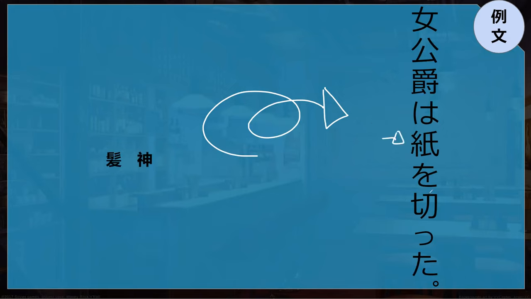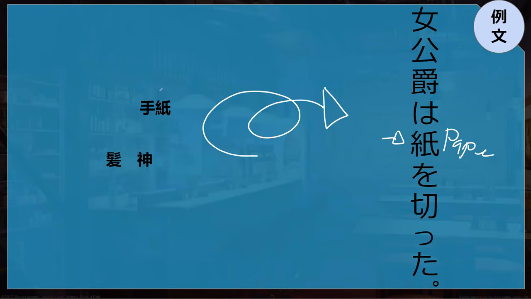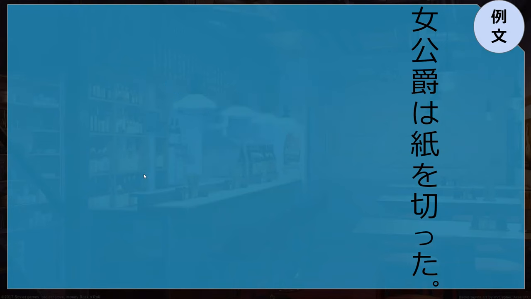There's a reason why you thought of letter. So this is a letter, kami. That's why you thought of the word letter, because this is paper. A tegami is a letter. Do you know how a letter and paper are different? Yes, it had te there, so this is just a paper. If you don't have someone writing on it with their te, it's not a letter, it's just a paper.